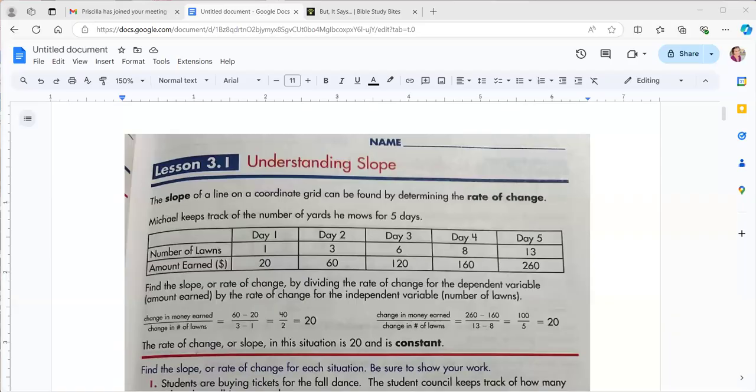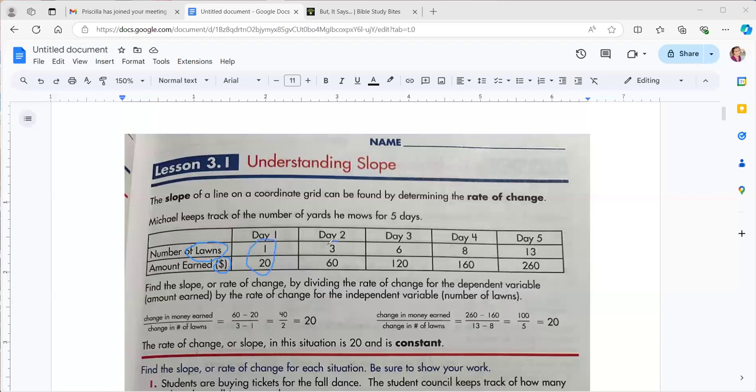Okay, we previously had done a lesson on proportions and unit rates. And unit rates are really important when it comes to slope because we have a ratio, we have a consistent relationship with two factors. So on this one, we're looking at Michael mowing yards for 5 days. And there are two variables. We have the number of lawns, and then we have the money that he's earning, the total money that he's earning. So when he mows one lawn, he got $20.